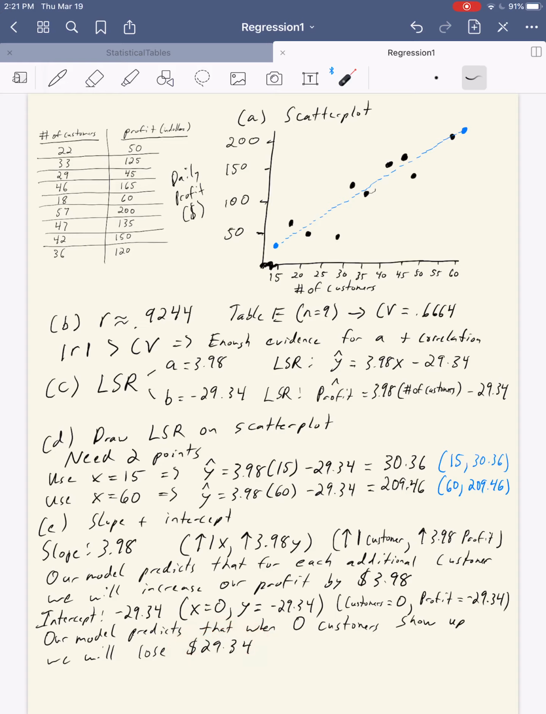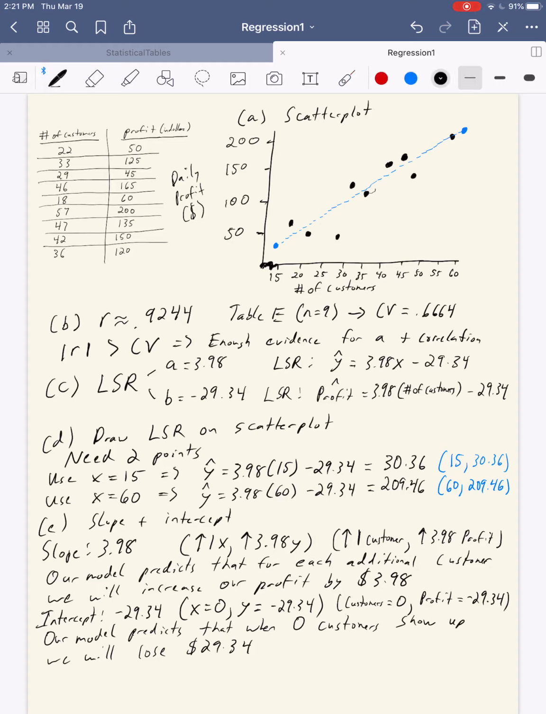All right. So you'll notice that these two things together tell us how this model works. If 0 customers show up, we expect to lose $29.34. Then, for each additional customer who does show up, we gain $3.98. Eventually, if enough customers show up, then we'll start to make money because each one is increasing the profit by about $4, and eventually we'll overcome that initial overhead we have and begin to actually make money.